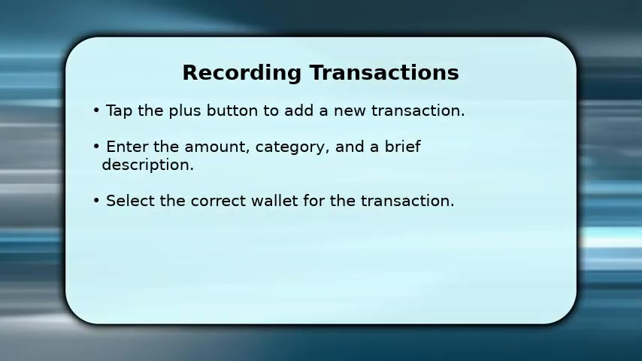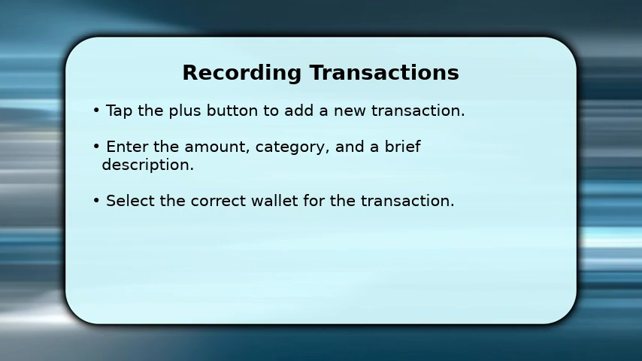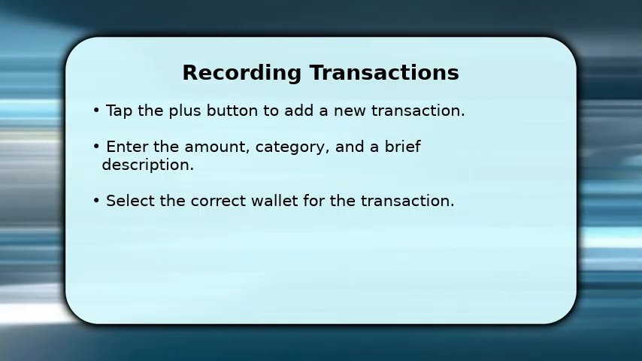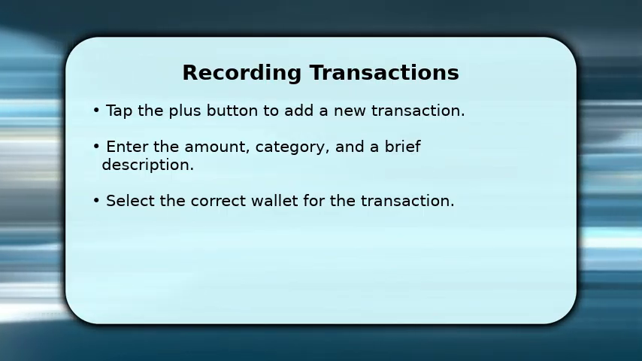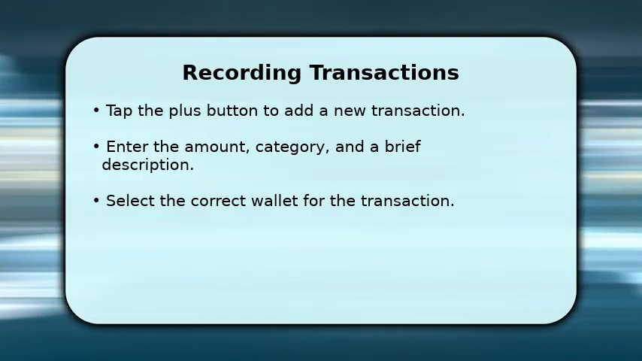Adding transactions is simple. Just tap the plus button, then input the amount, choose a category, and add a short description. Make sure to select the correct wallet, whether it's cash or a bank account. You can also include notes or even attach photos of receipts for more detailed record keeping, ensuring accuracy.